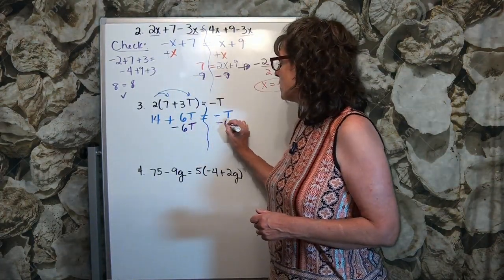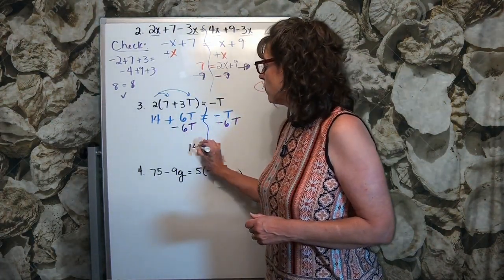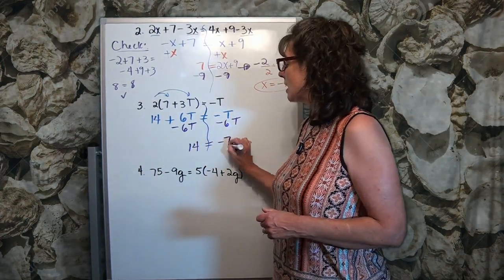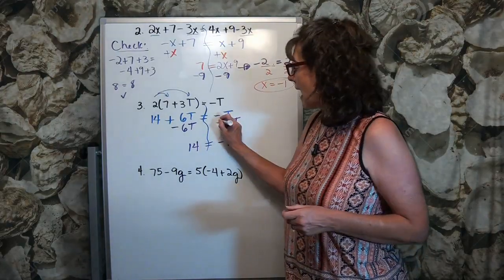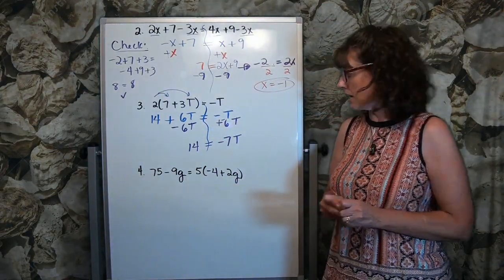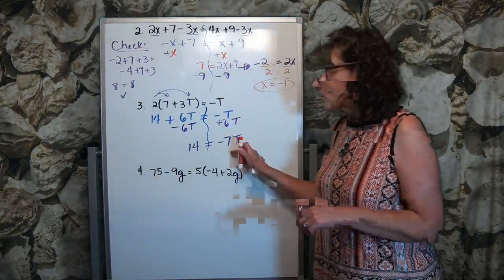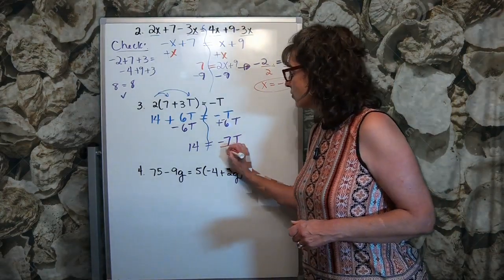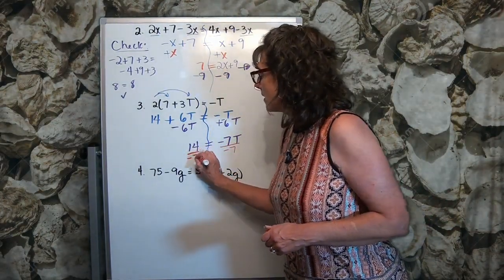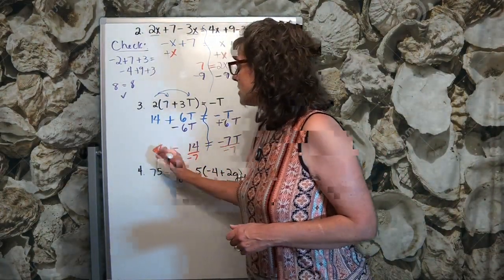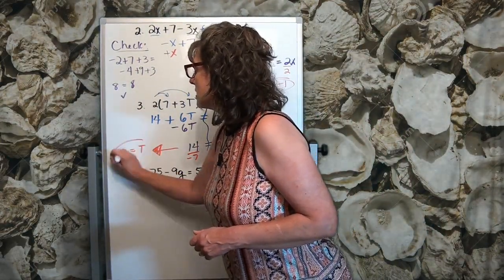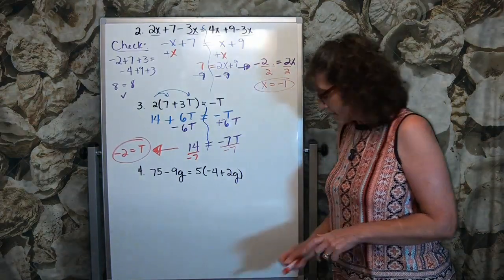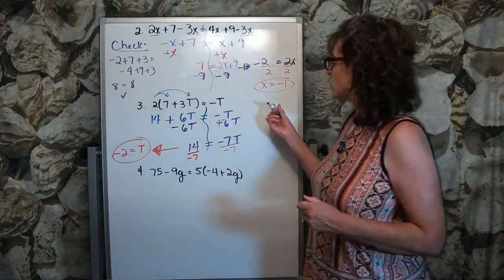I'm going to do the same thing over here. That will give me a 14 and on this side a negative 7t. Because a negative t and a negative 6t, or adding a negative 6t, gives me a negative 7t. Now, in order to get that t by itself, I'm going to divide through by a negative 7. And so that will give me 14 divided by a negative 7 is a negative 2. There is my t.